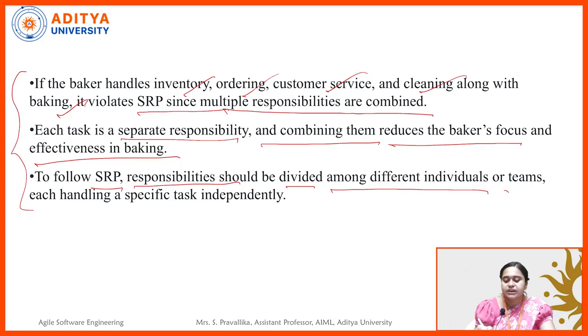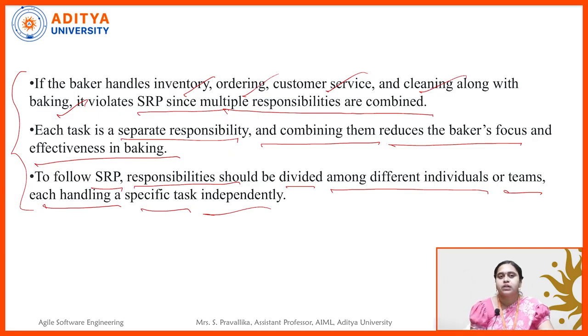Responsibilities should be divided among different individuals or teams, each handling a specific task independently. So in order to follow single responsibility, what should be done? Responsibility should be divided among different individuals. For example, the baker's role is to bake the bread. Again, we need to have one more team who is looking after the inventory. We need to have one more member who is looking after the ordering. At the same time, we need one more person who is looking after the cleaning.